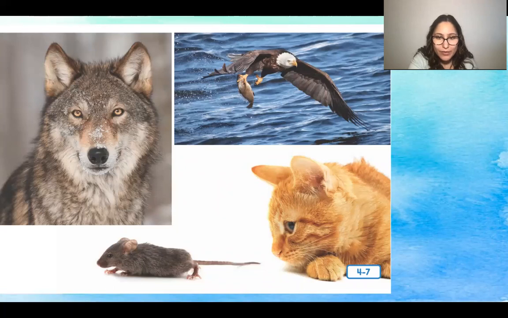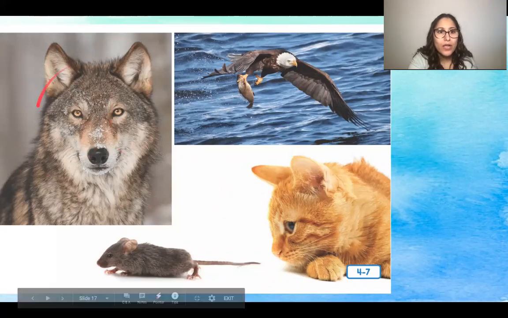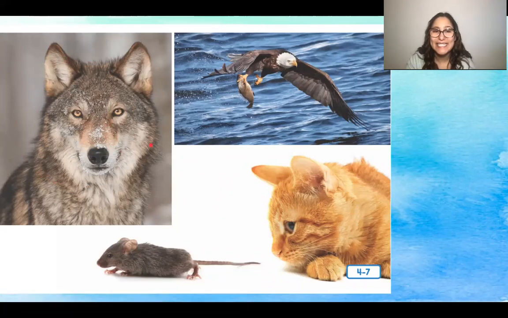Where's my pointer? There it is. Wolves hunt deer, rabbits, fish, and raccoons. That means that wolves eat raccoons, fish, rabbits, and deer. They eat those animals, and that makes them a carnivore. Carnivores eat other animals. They like to eat meat, and meat comes from animals.